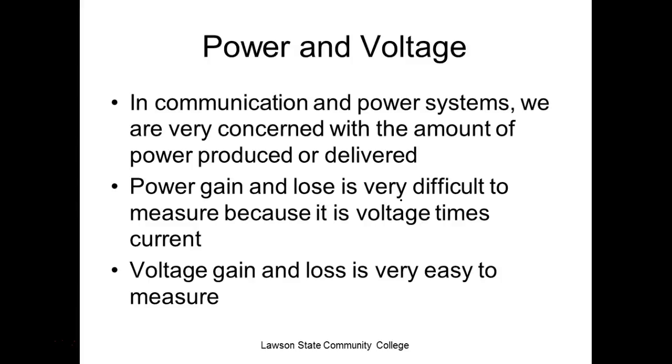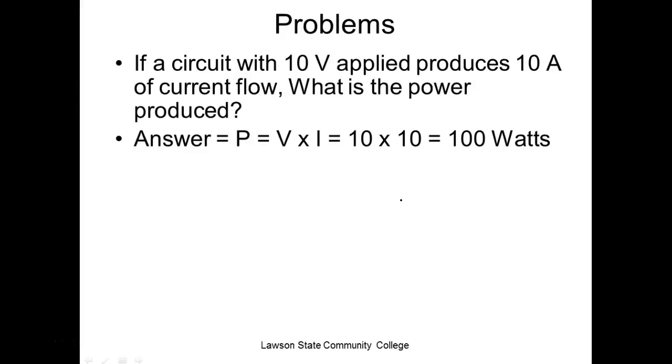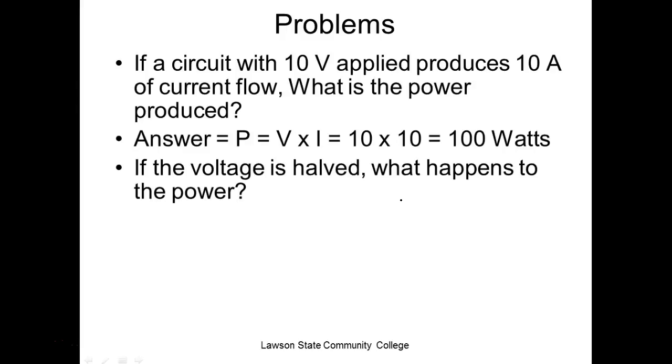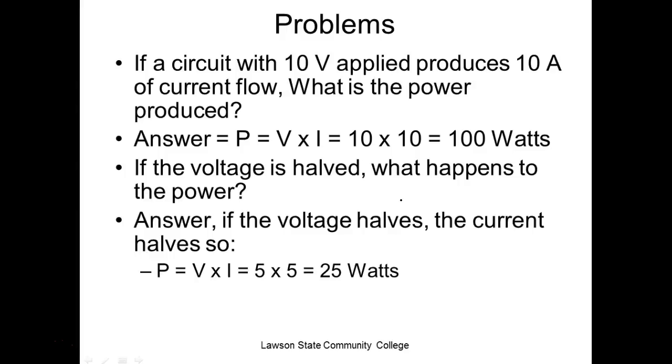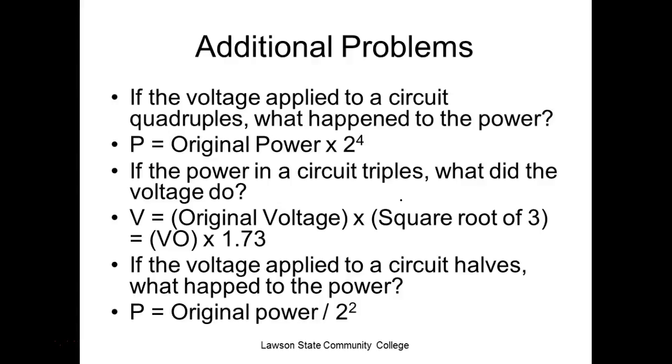In communication and power systems, we are very concerned with the amount of power produced or delivered. Power gains and losses is very important to measure because it is voltage times current. Voltage gain and loss is very easy to measure. In a circuit with 10 volts applied, 10 amps, we get what? 100 watts. If the voltage is half, what happens to the power? It drops down by 1/4, right? Everybody okay? Notice the power decreased by 1/4. If the voltage applied to the circuit quadruples, then the power is going to go up by 16, right? You understand that? Everybody okay?